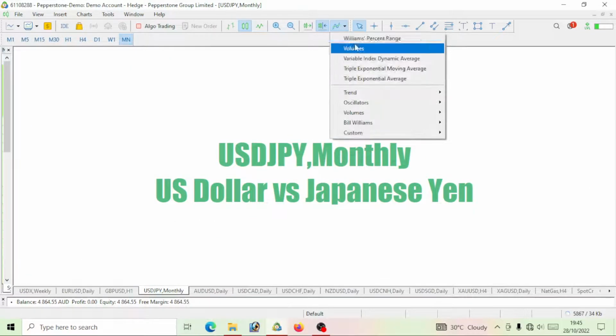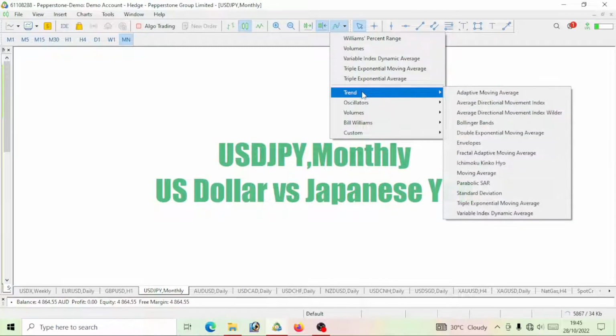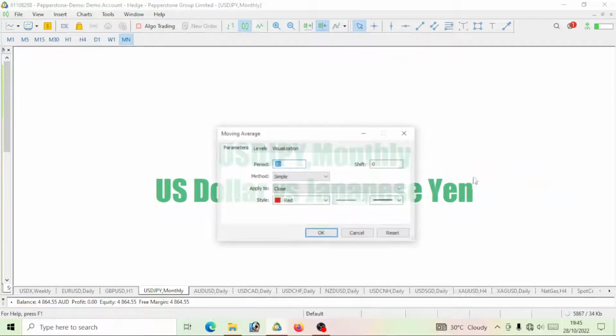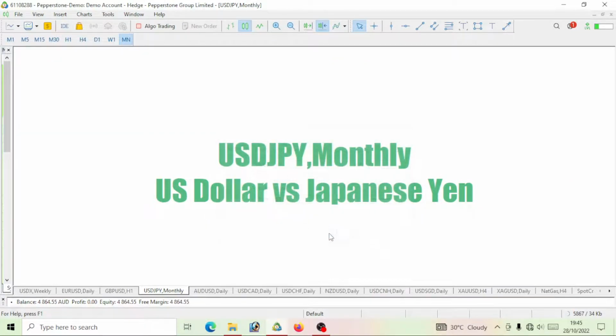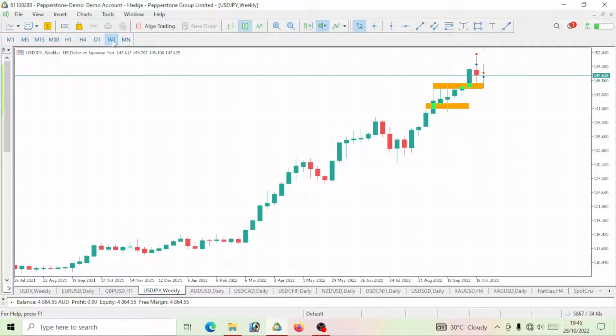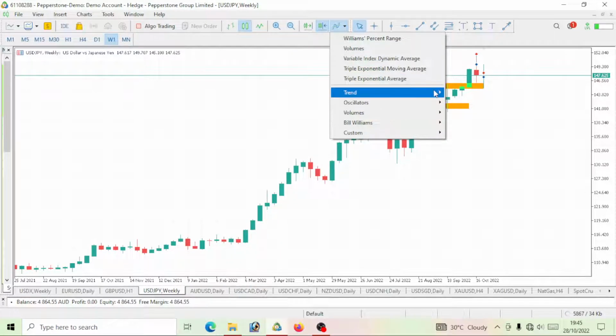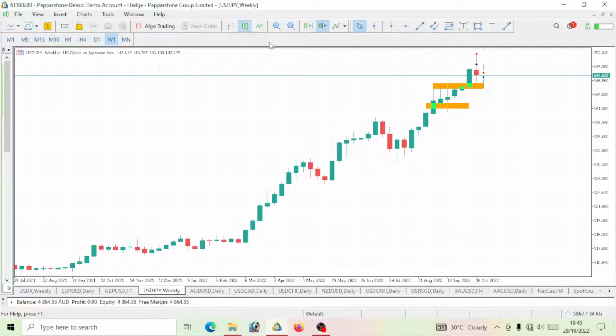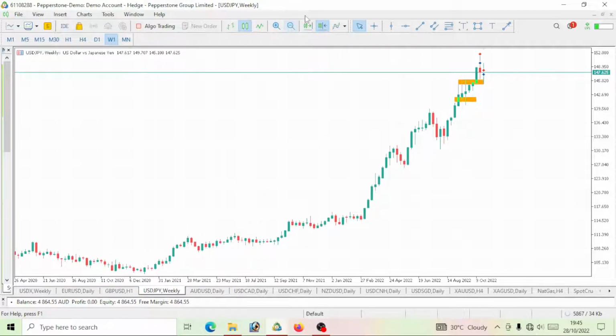So let's see if we can add this moving average here. It should be around there, moving average, yes. So 10 period moving average. I don't know why it's not showing. Sorry, moving average 10. So let's start with the weekly time frame though, since it is not working properly.